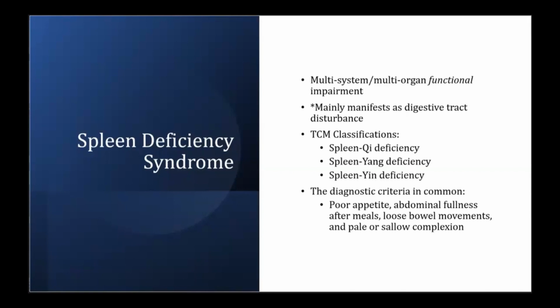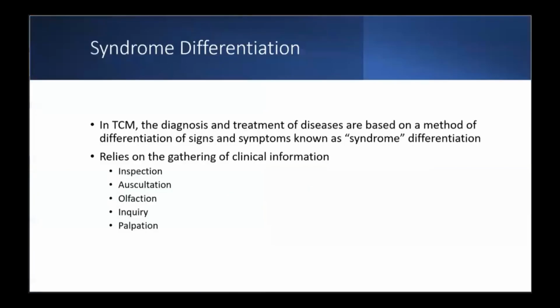So your patient comes in and they've got poor appetite. "My appetite's not good. I get full all the time. I eat food and I'm immediately full. I just have like three bites of food and I'm already full," right? Loose bowel movements, pale, sallow complexion. Those are the basic things between all of these that these people will have that shows you that central digestive function is weak.